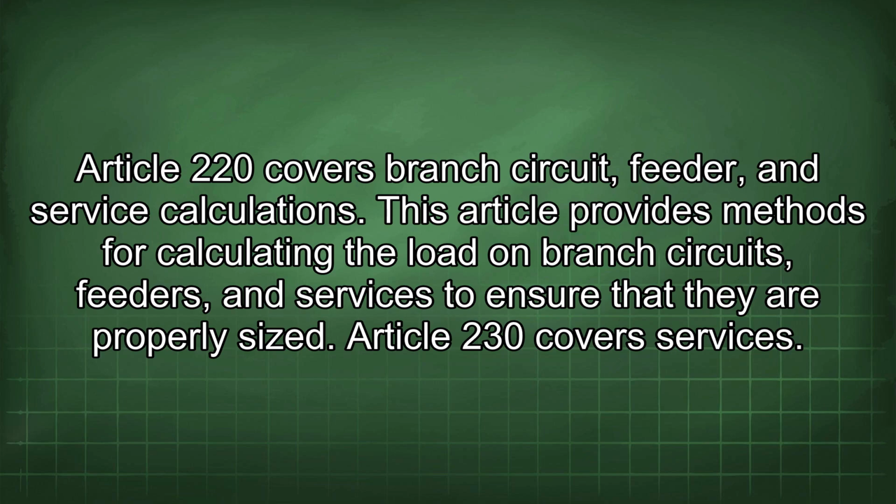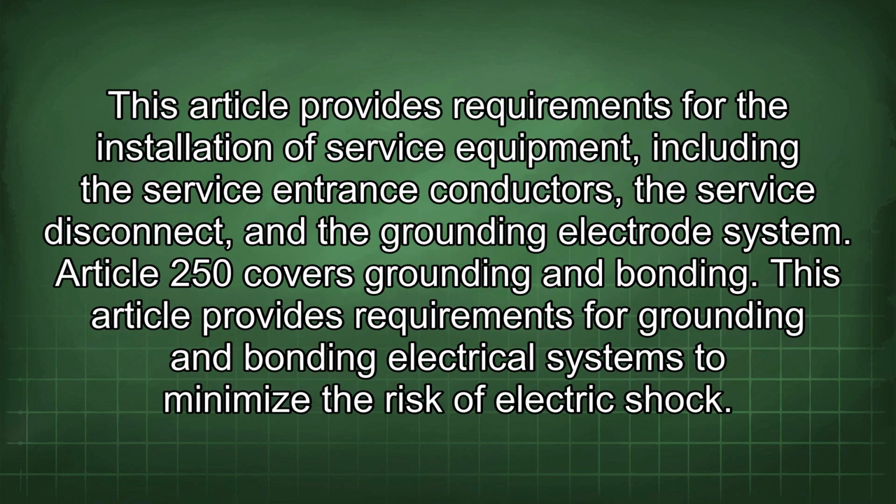Article 220 covers branch circuit, feeder, and service calculations. This article provides methods for calculating the load on branch circuits, feeders, and services to ensure that they are properly sized. Article 230 covers services. This article provides requirements for the installation of service equipment, including the service entrance conductors, the service disconnect, and the grounding electrode system. Article 250 covers grounding and bonding. This article provides requirements for grounding and bonding electrical systems to minimize the risk of electric shock.